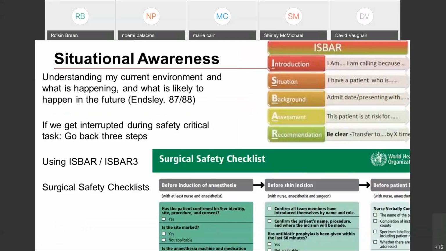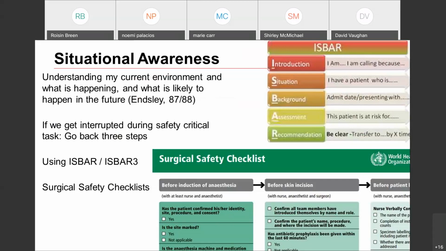So there are checklists, understanding where we are. Situational awareness is so important. Understanding my current environment, understanding what's happening, what's likely to happen in the future. And it was Margaret Ainsley that came up with this concept in the 1980s, and it has helped in terms of creating these different tools like ISBAR, which again came from aviation. I don't know if it was the aviation or the Navy, I'm not sure which, but anyway, just contextualizing: who am I, what is the situation, what's the background, what's my assessment, what's my recommendation, and then ISBAR 3 uses the readback and the risks as well.